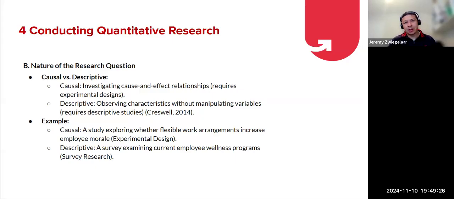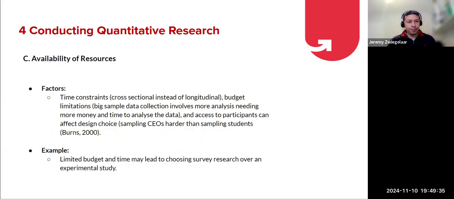Survey examining current employee wellness programs. So that's survey research or something internal. It's descriptive. So the considerations around what you can do are dependent on what resources you have. One of the key issues around our data collection is our time constraints, so when we want to collect this data. We will definitely be looking at cross-sectional if you are collecting data or using secondary data, that is, data that's already available.